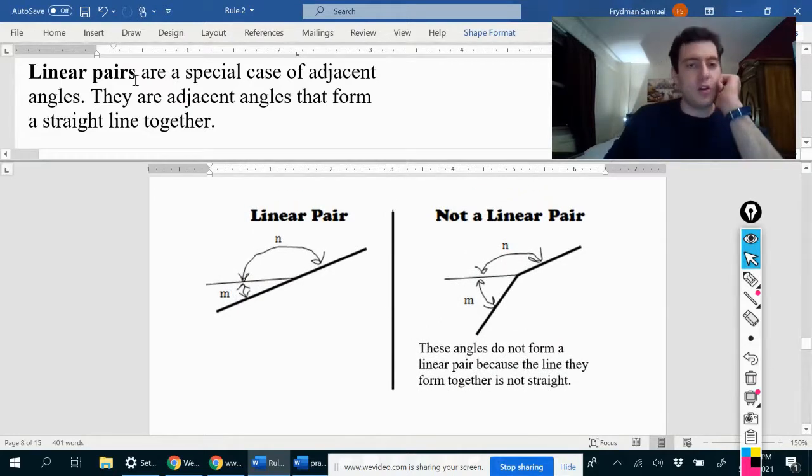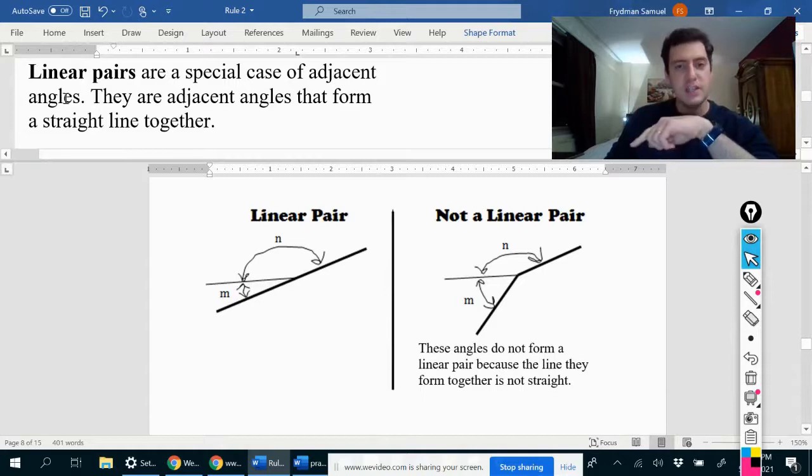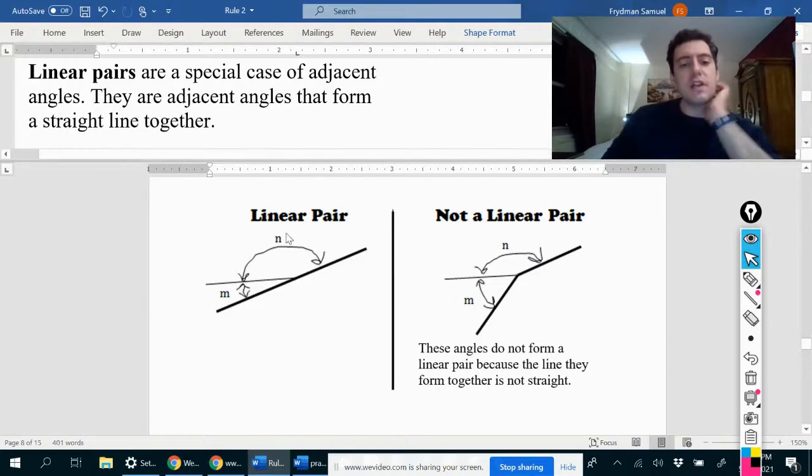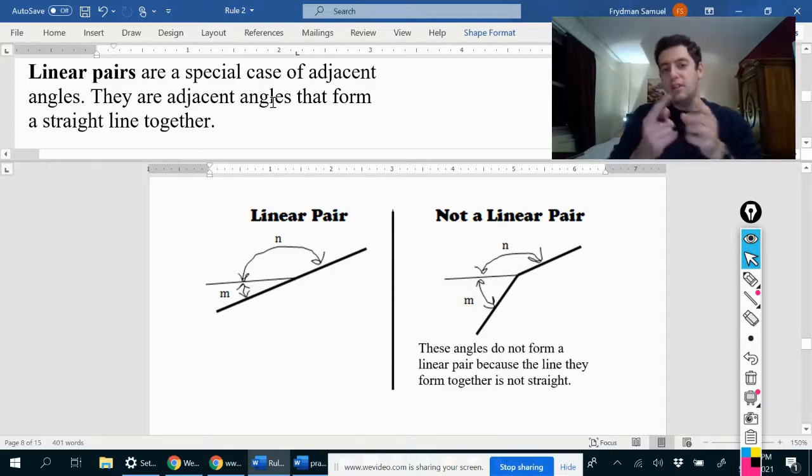Okay, linear pairs are a special case of adjacent angles. So all linear pairs are adjacent, but not all adjacent angles are linear pairs. It's a little bit like saying all dogs are animals, but not all animals are dogs. Okay? So let's take a look. Let's read this. Linear pairs are a type of adjacent angles. Linear pairs are adjacent angles that not only share a common side and a common vertex, but they also form a straight line together.